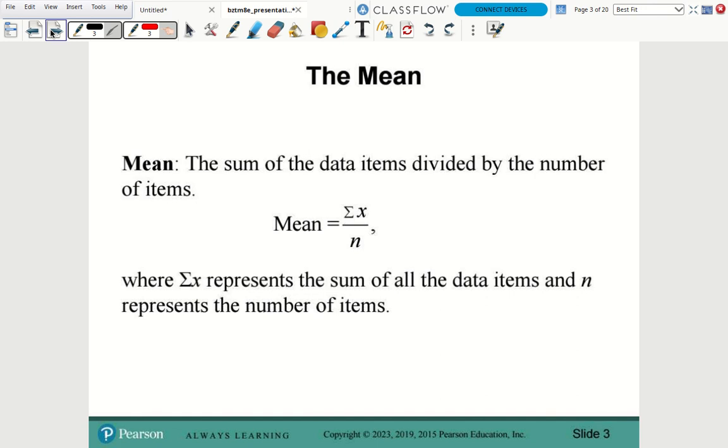Okay. All right. So the mean is the sum of the data items divided by the number of items. So this symbol right here, which looks like a weird E, is sum. That means add those all together. Okay, N is the number of items that we have. Sum of all the data, N is number of items.